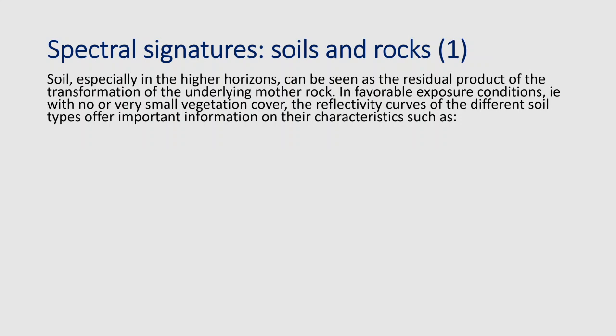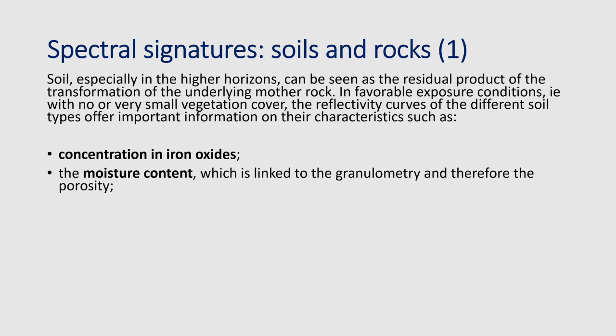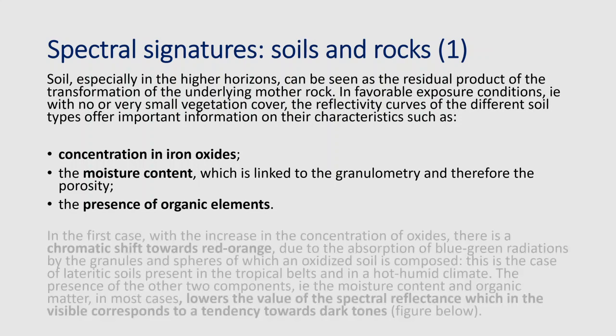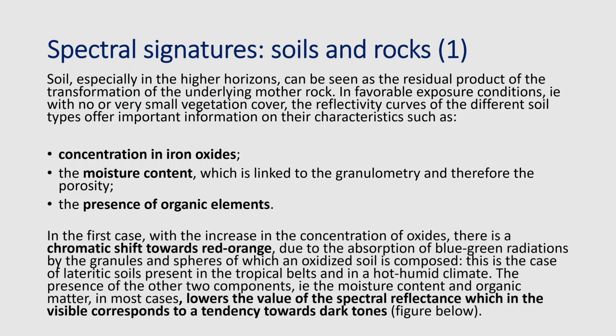In this case, the reflectivity curves of the different soil types offer important information on their characteristics, such as the concentration of iron oxides, the moisture content, which is linked to the granulometry and therefore the porosity of the medium of the soil itself, and the presence of organic elements. These are the three main characteristics we can extract from data acquired from satellites.